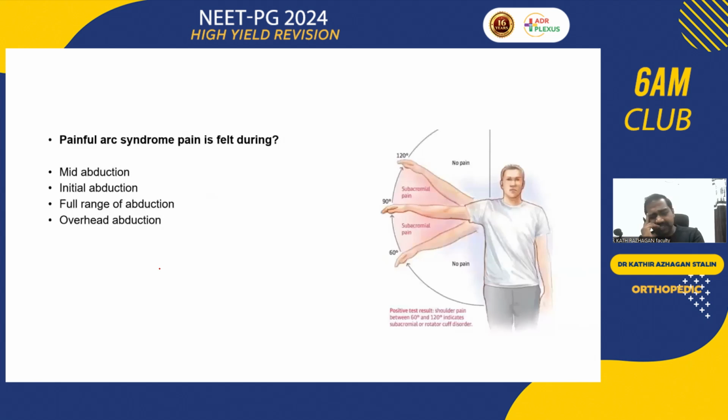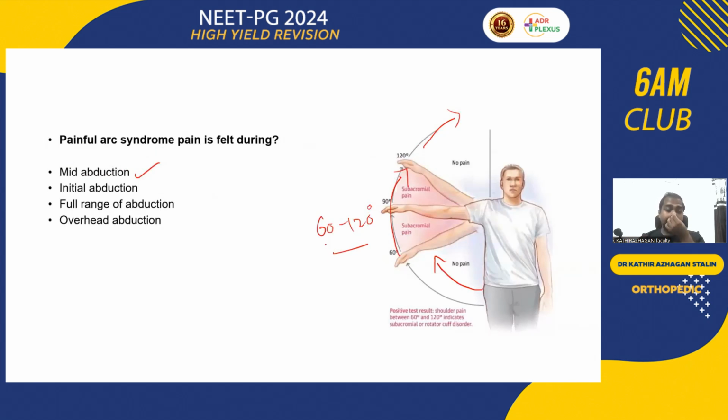Painful arc syndrome. Pain is felt during mid-abduction. This picture is in our workbook. There won't be any pain here. There will be pain from here to here, and then there will be no pain. This is called painful arc syndrome, usually from 60 to 120 degrees.